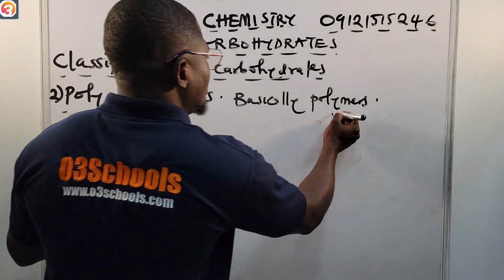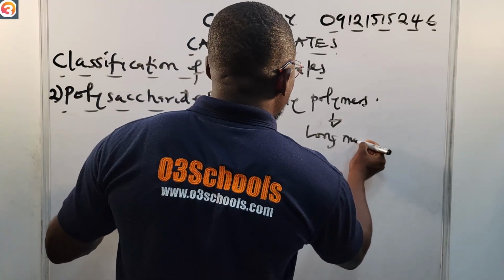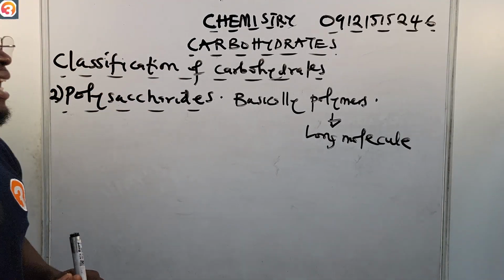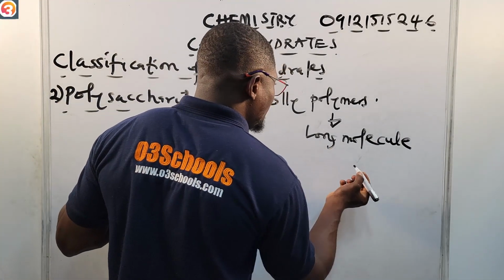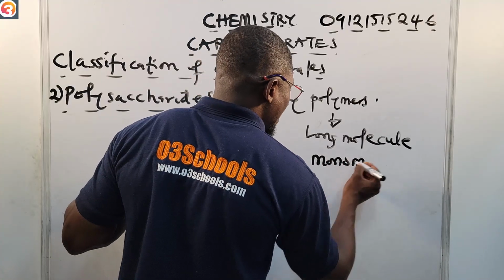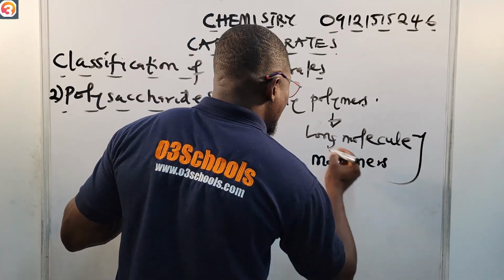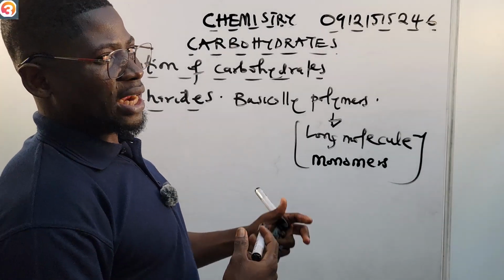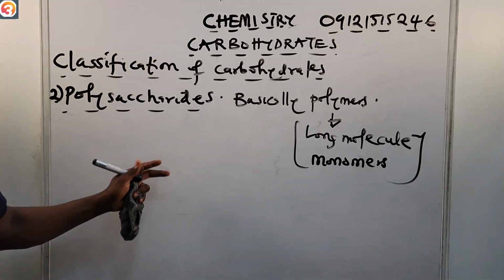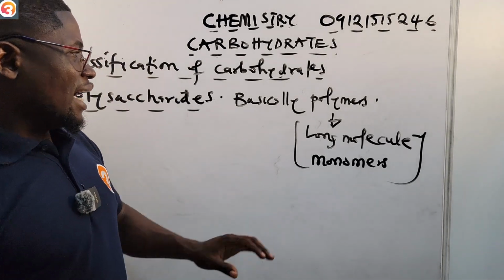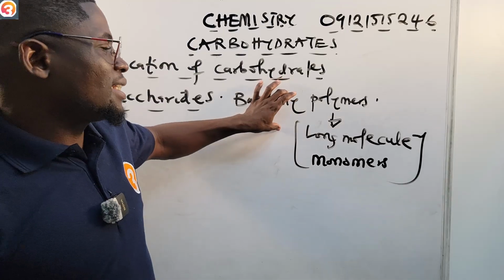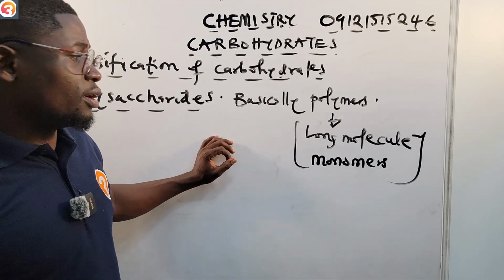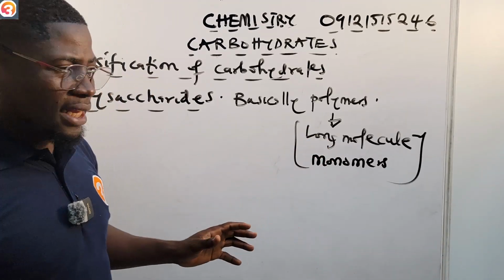A polymer is a very long molecule with many monomers. During the course of our study of organic chemistry, we have talked about polymerization reactions, where monomers come together to form polymers. So basically, polysaccharides are polymers. They are made up of long molecules of monomers coming together.